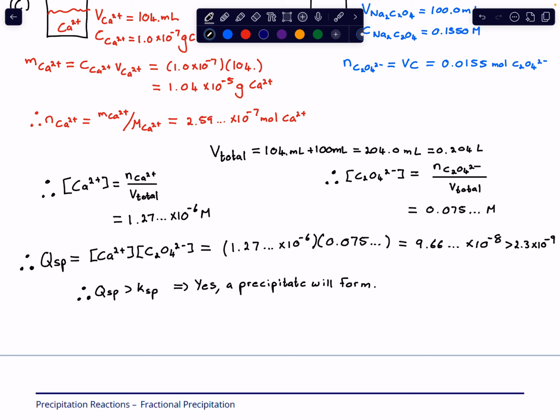Alright, so that's the basics of it. So you can use KSP in different ways. You can use the ion product to predict when a precipitate will form, and you just need to be comfortable with calculating concentrations as normal.